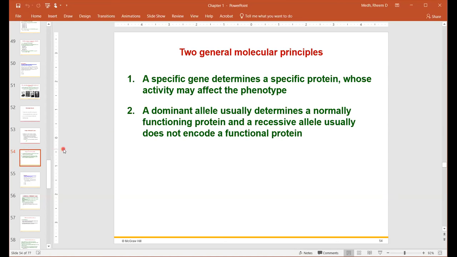Usually the dominant is the wild type or the normal, and the recessive is usually a non-functional, lack of function, or less functional outcome. Normally, but it doesn't have to be that way for everything. There can be exceptions. Okay, time's up.